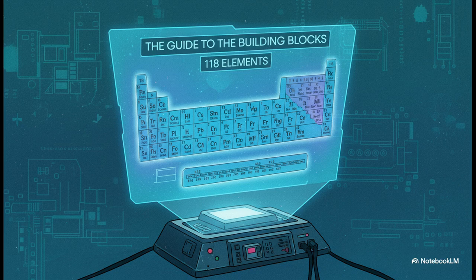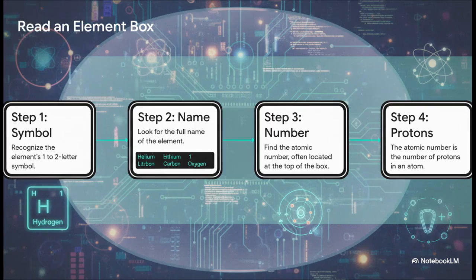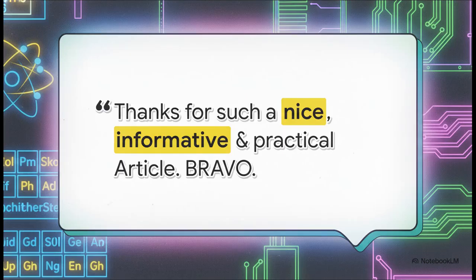It's pretty amazing. And to read this blueprint, you just need to know the language. Each little box gives you the element's symbol, its full name, and maybe the most crucial piece of information, the atomic number. That one number tells you exactly how many protons are in a single atom of that element. And get this, simple, universal language is just so powerful. As one reader shared, even 55 years after his last chemistry class, this blueprint allowed him to help his granddaughter with her homework. It's a truly timeless skill.